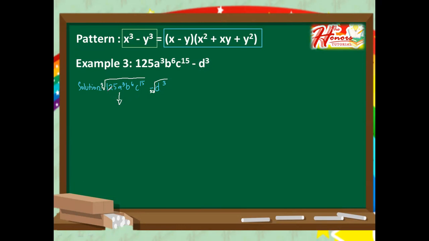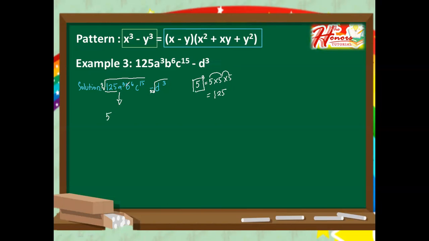Let's look for the cube root of 125. So you have to think of a number that when you raise to 3 is equal to 125. And that is 5, right? Because 5 raised to 3 is equal to 5 times 5 times 5. And then 5 times 5 is 25 times 5, that is equal to 125. So therefore, we will be getting the base here, which is 5. So we have here 5.